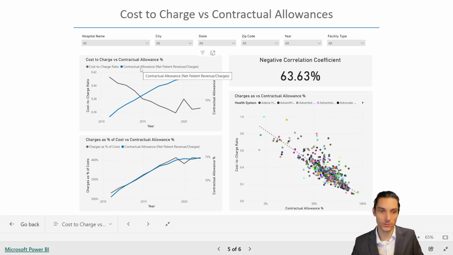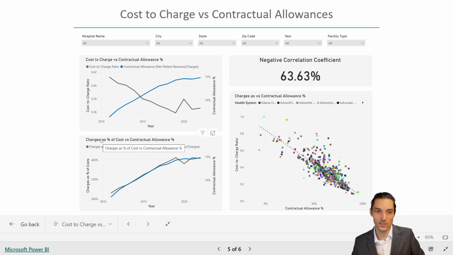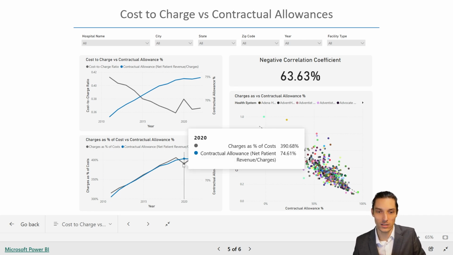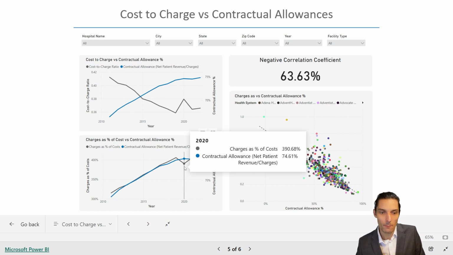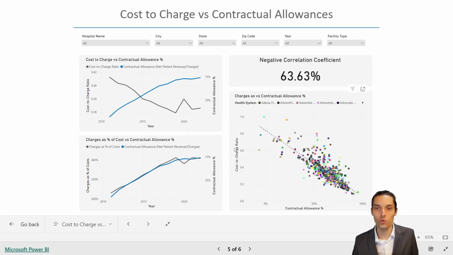Now, if we flip cost to charge ratio and make it charges as a percentage of cost, what you'll see is that charges as a percentage of cost go up very closely to contractual allowances. In 2020, it was an anomaly to where charges as a percentage of cost decreased and then came back up. But it's quite interesting because these two trend very, very closely together. And so what I thought would be very helpful was to build out a correlation between the two. How much are cost to charge ratios correlated with contractual allowances?